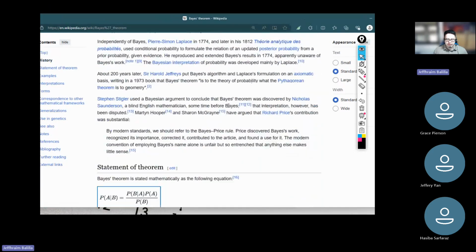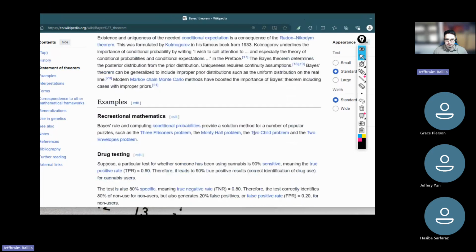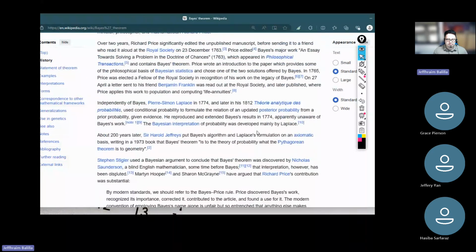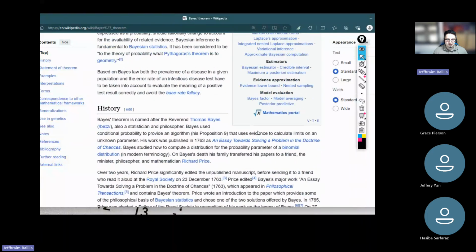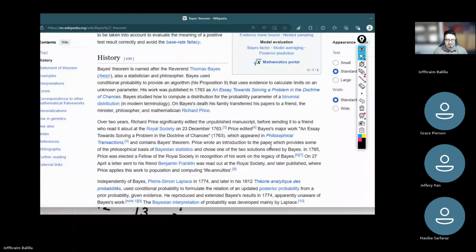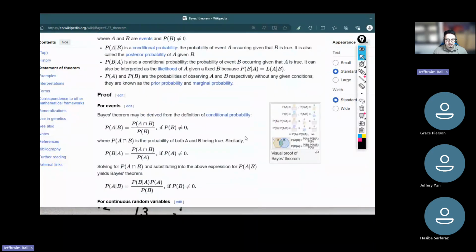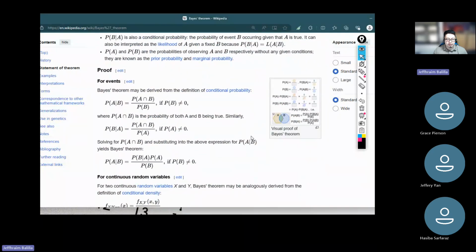And I wonder if they have a picture of Thomas Bayes in here. I think none. Yeah, you can also find here the derivation of Bayes' rule.